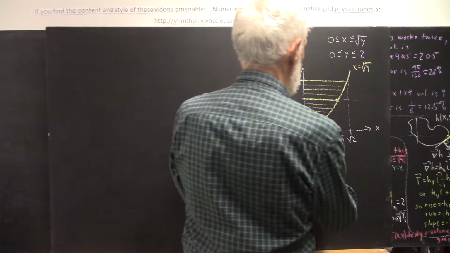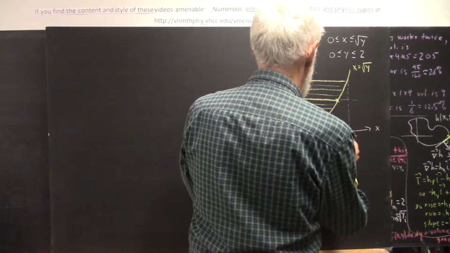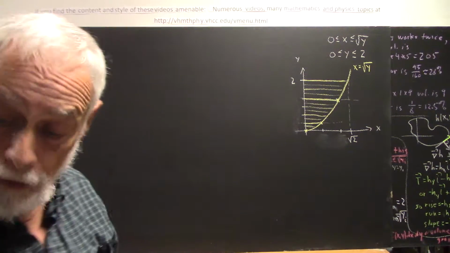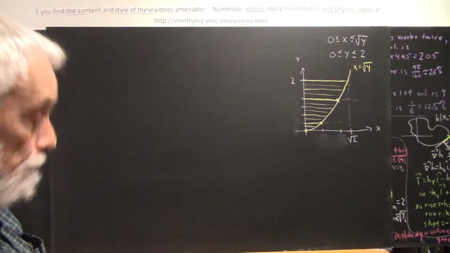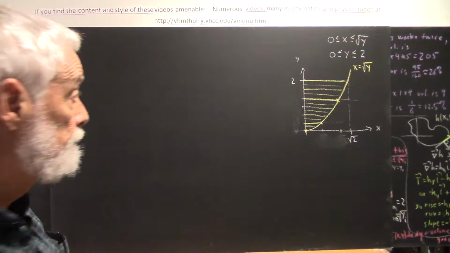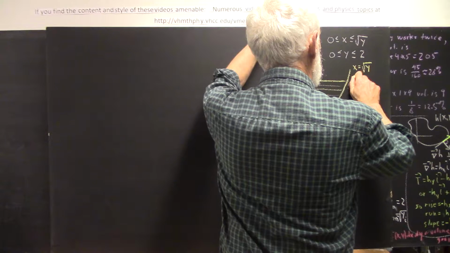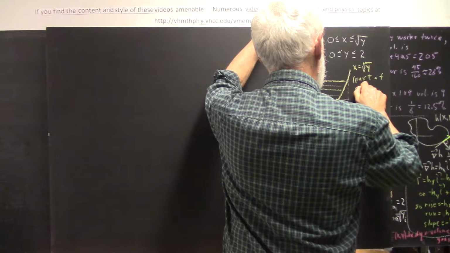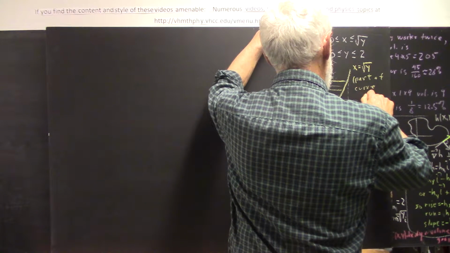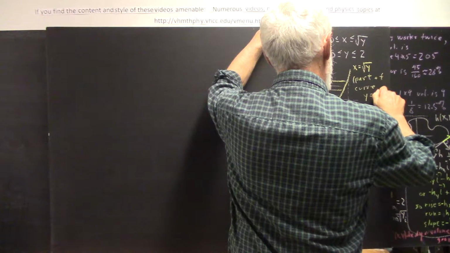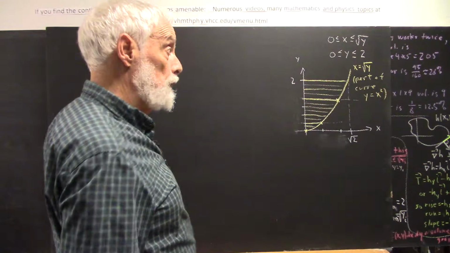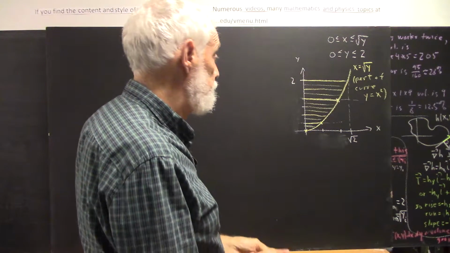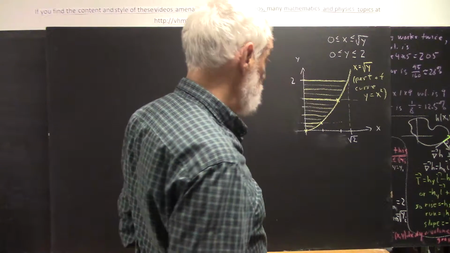Since I eliminated the labelings of y1 and y2 and everything, I can eliminate all that as well. Here's the picture. Now, of course, x equals square root of y is part of the curve y equals x squared. So we could equally well represent this in terms of vertical segments.